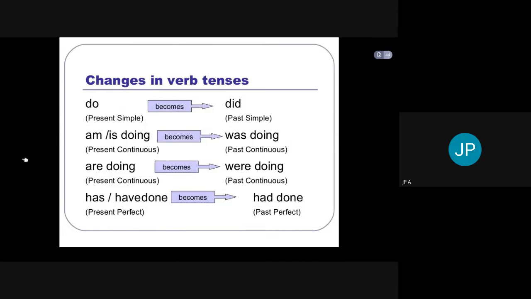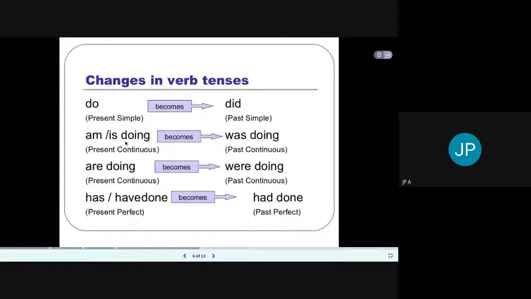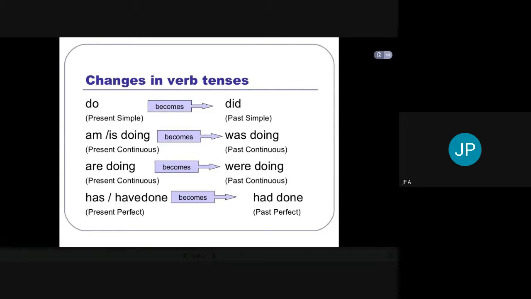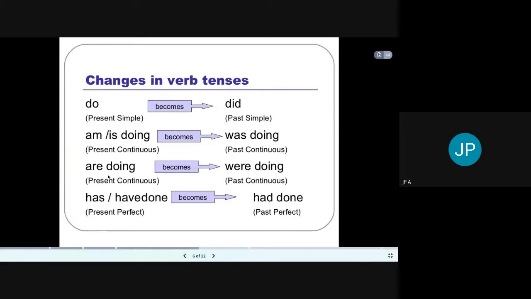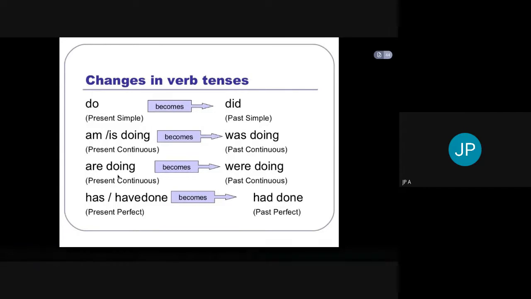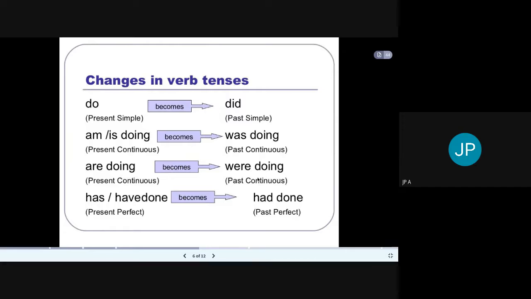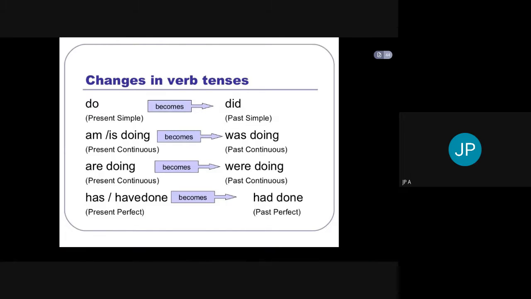So here, is doing is singular present continuous. Are doing is plural present continuous. So singular present continuous will become singular past continuous, that is, was doing. Plural present continuous will become plural past continuous, that is, are doing will become were doing.